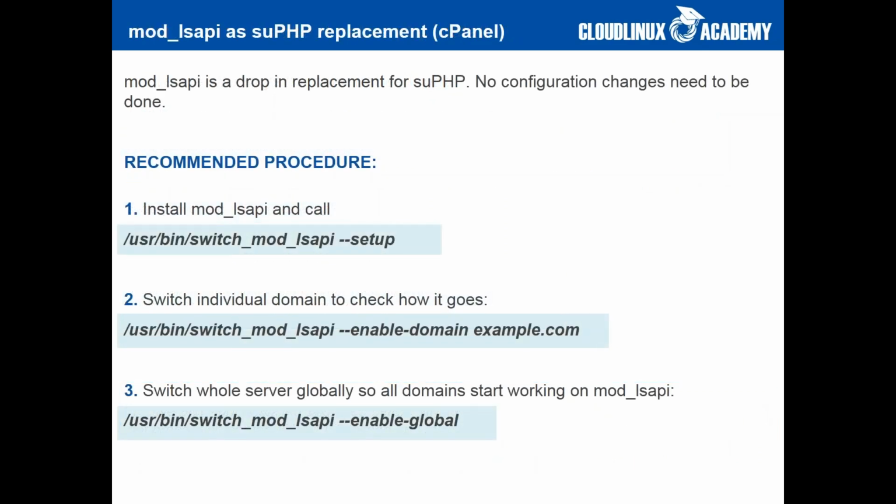Mod LSAPI is a drop-in replacement for SuPHP. It fully supports all directives and will not cause any issues when you switch from SuPHP to LSAPI. A recommended and totally safe procedure for setting up LSPHP on cPanel servers is the following: install and configure Mod LSAPI. Enable Mod LSAPI for a single domain with the switch Mod LSAPI utility. Open this website in a browser and browse it. Be sure it works properly. Then switch the PHP engine to Mod LSAPI globally using the same tool.